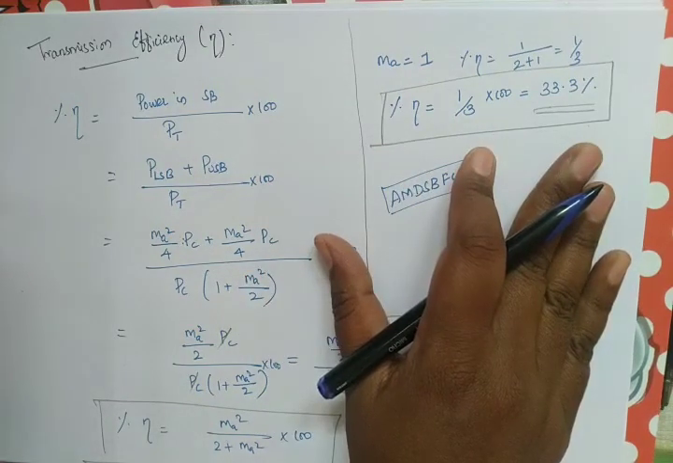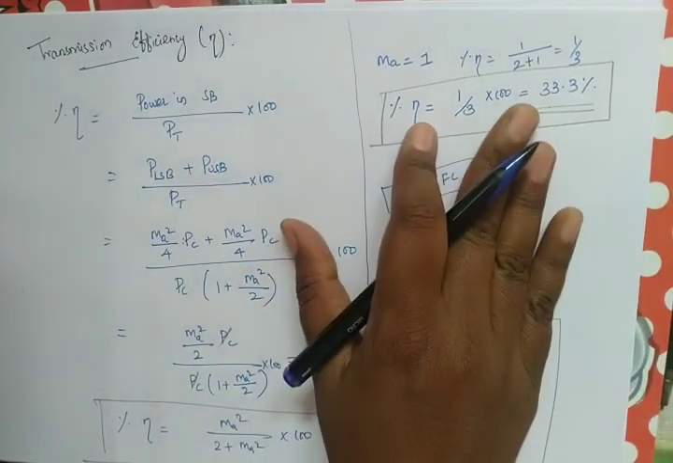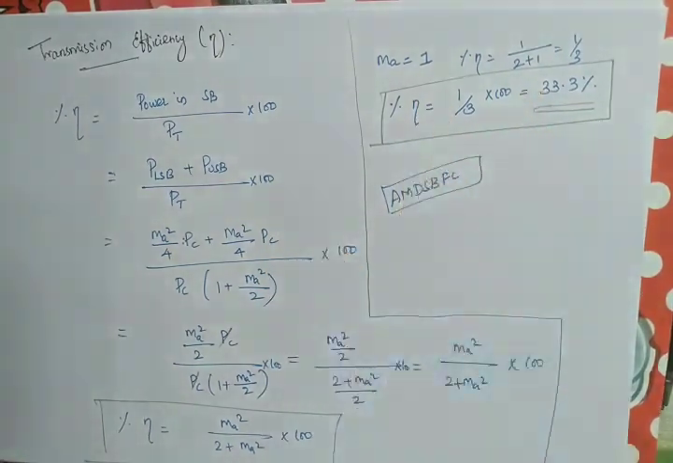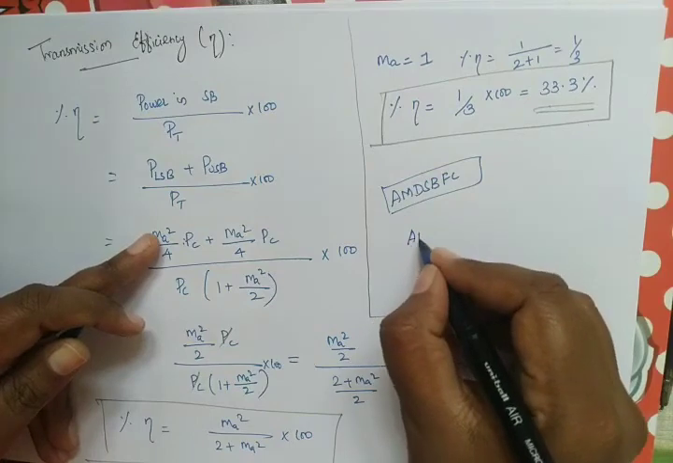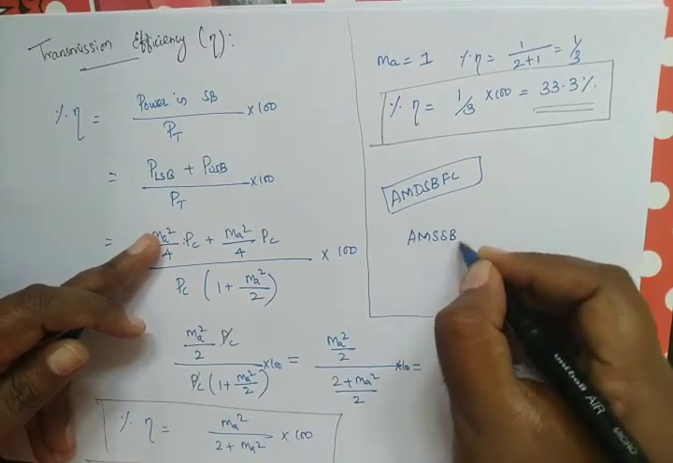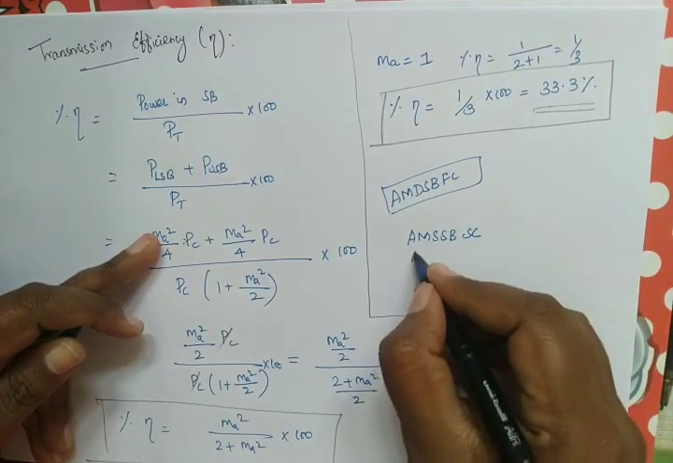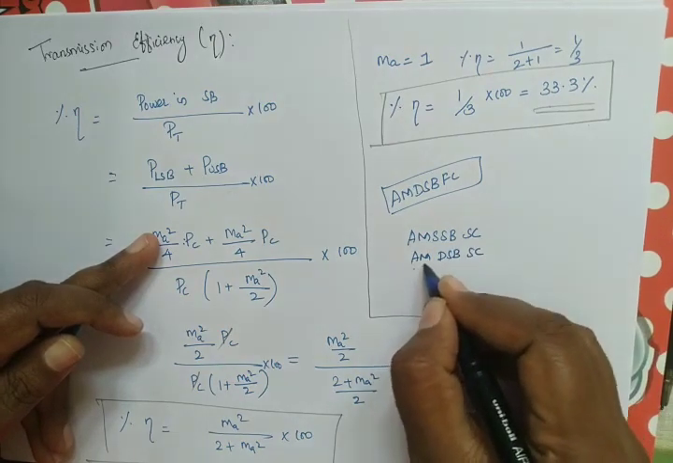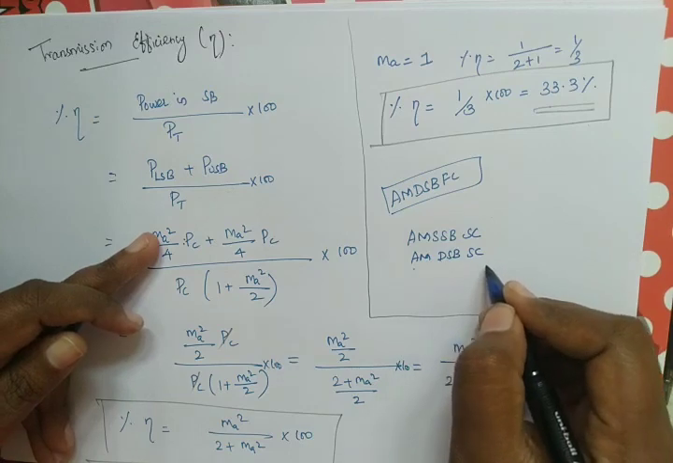So what we are going to do is suppress one of the sidebands, and also suppress the carrier, and that is the next technique, which is called AM DSB SC, that is amplitude modulation double sideband suppressed carrier.